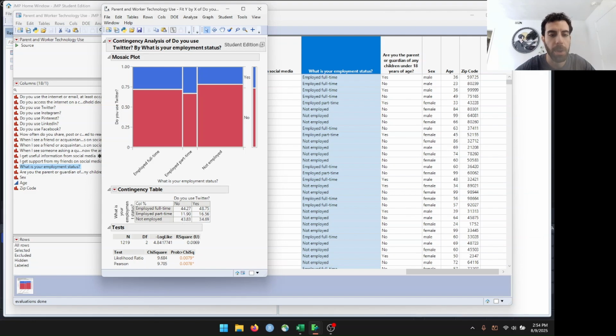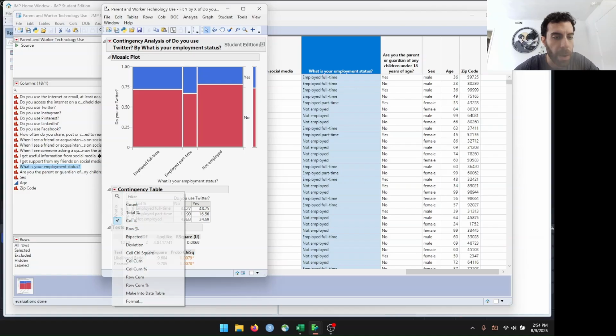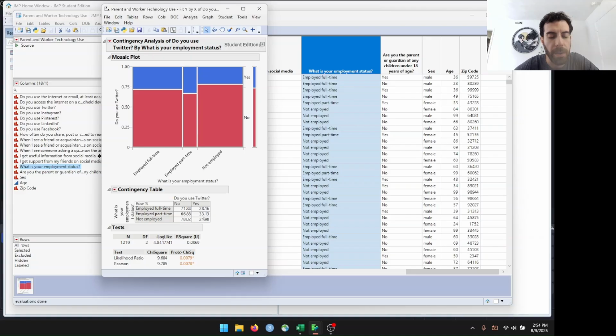So I see among people who don't use Twitter, they're pretty evenly split between employed and not employed. And then you have 12% here. Or you could go the other way around where you do row percentages, and now it adds up to 100% row-wise. So this is, again, just some EDA to get at the question. And looking at this EDA, it looks like the people who are employed and the people who are not employed use Twitter at very roughly the same rates, but there does appear to be a difference among people who are employed part-time. And there's all sorts of reasons you could come up with for that.